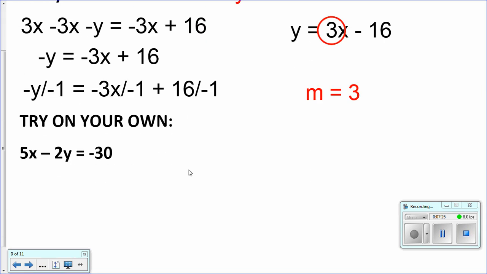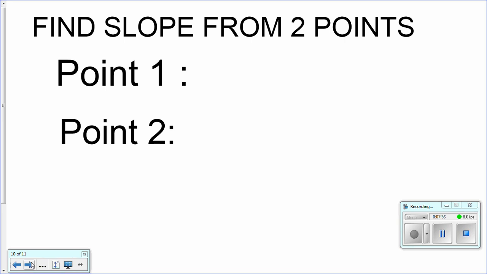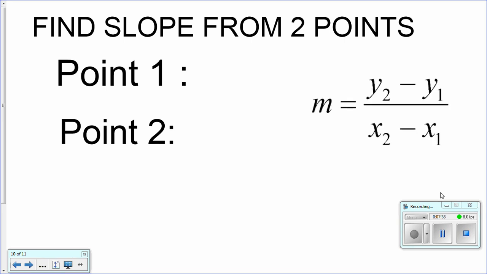Okay? So now you're going to try this one on your own. Pause the video, do it. When you come back, we'll move on. Okay, we're moving on. And here we go. So finding slope from 2 points. So this is where the equation comes into play. So you pick your 2 points.